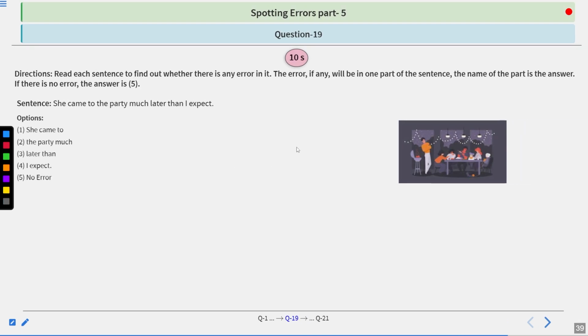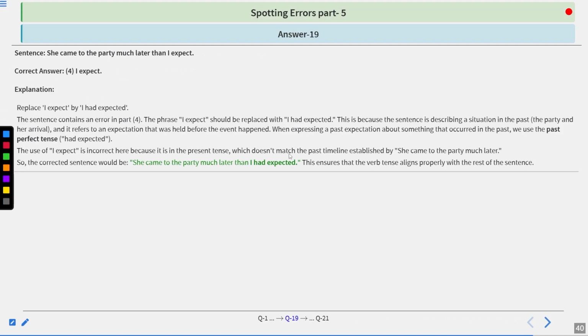She came to the party much later than I expect. You have options. 10 seconds to answer. I hope you have answered. The correct answer is I expect. The correct explanation is replace I expect by I had expected. The phrase I expect should be replaced with I had expected.